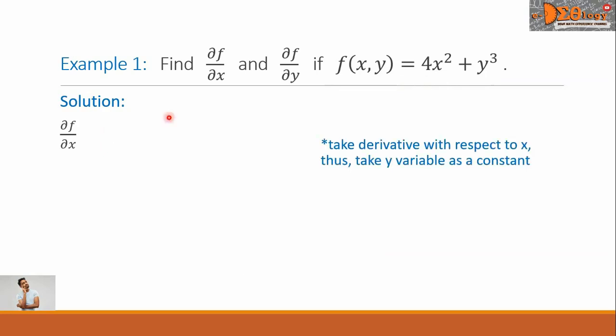We're going to take the derivative with respect to x of this function. It means we will take y variable as a constant. So derivative of 4x squared is 8x plus derivative of y cubed is 0 because y here is a constant. So this is our answer.